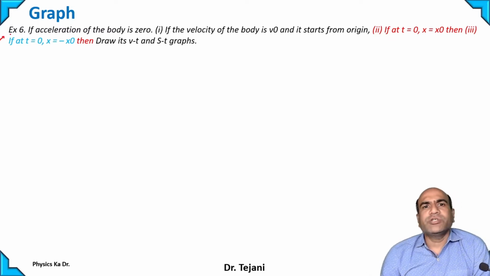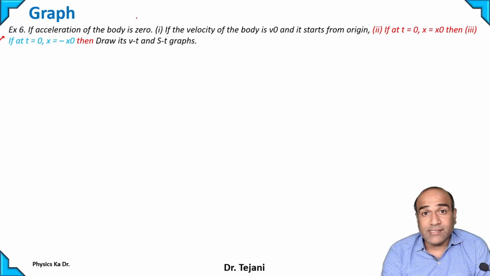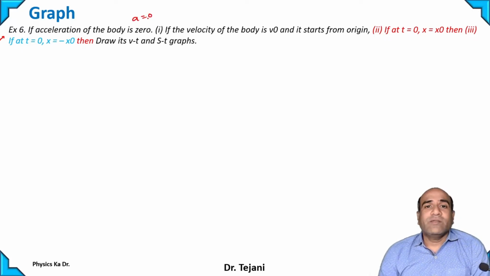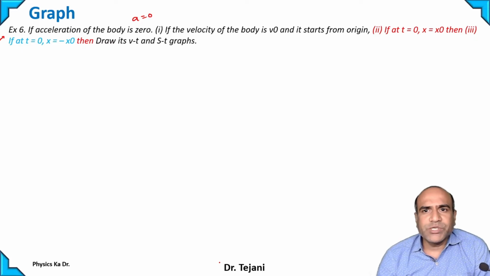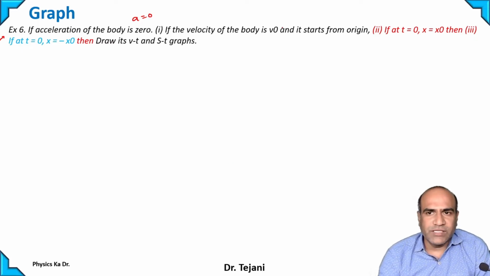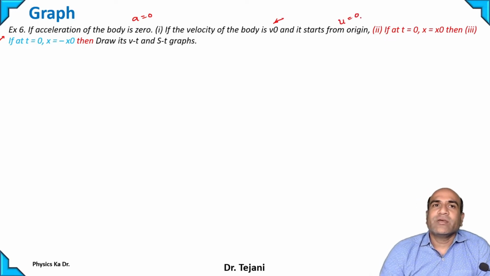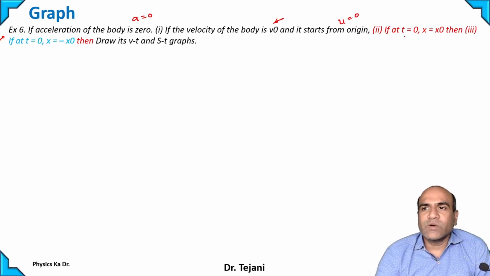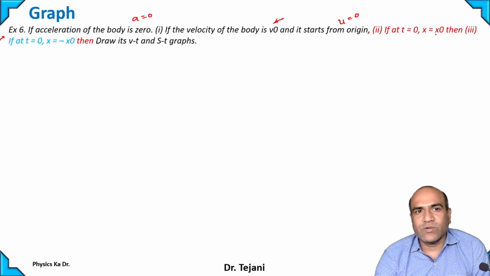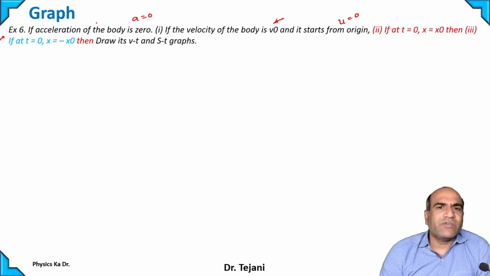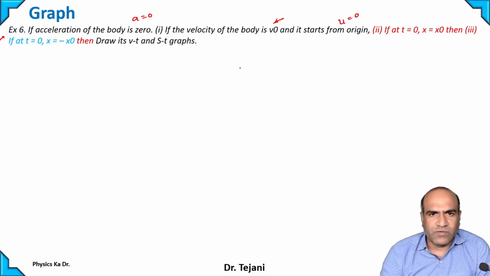If the acceleration of a body is 0, here it is given acceleration is equal to 0. Then the velocity of the body is v0 and it starts from the origin, that means u is equal to 0, and if t is equal to 0, x is equal to x0. So different conditions are given. Let's go for the first condition. Acceleration is equal to 0.